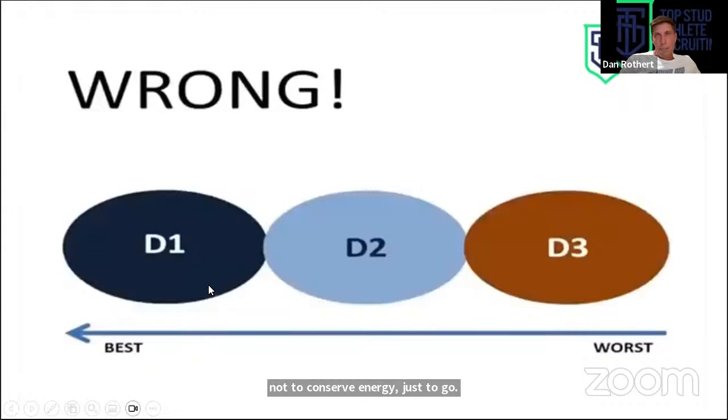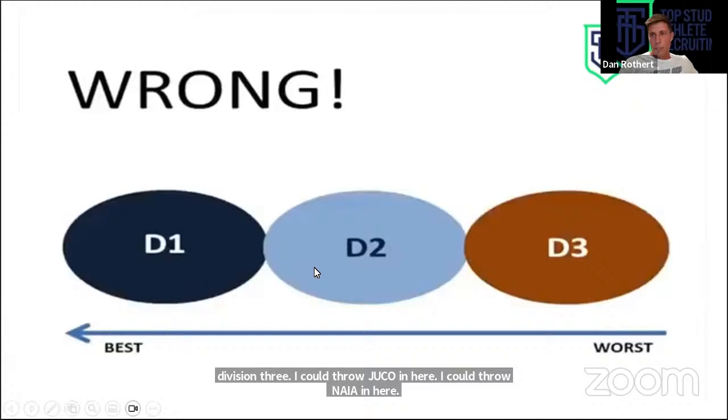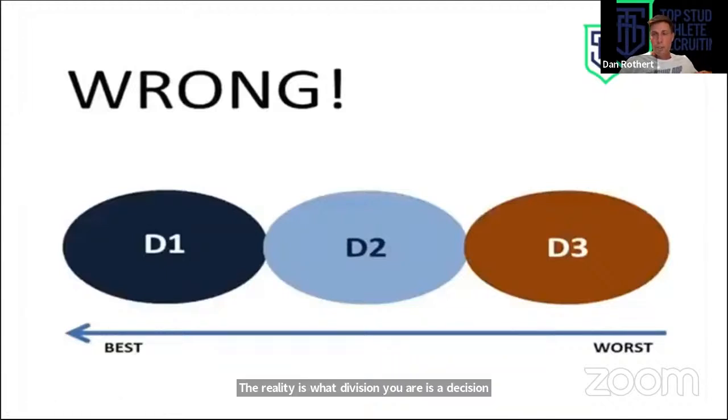So I just give this little graph. Most people think Division I is the best, then Division II, then Division III. I could throw JUCO in here. I could throw NAIA in here. The reality is what division you are is a decision by your school, a philosophical decision of what you're going to be, how many scholarships you're going to give, how much money you're going to put into scholarship money. And then really that's it. You can't move up a division. You can't move down a division. If we won the national championship, we weren't moving up to Division II. That wasn't happening.